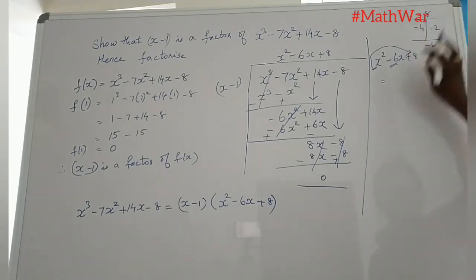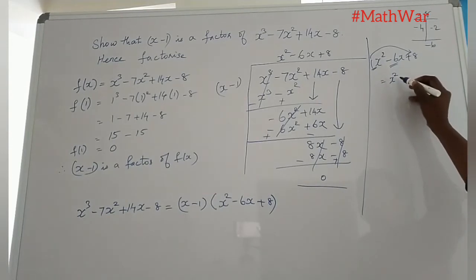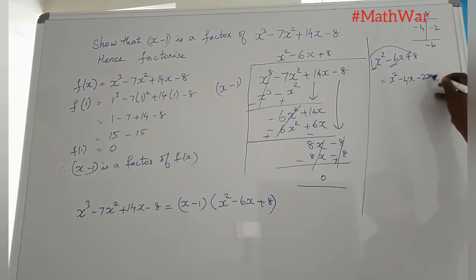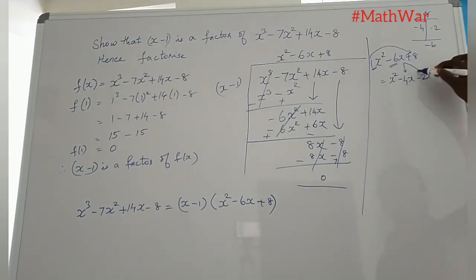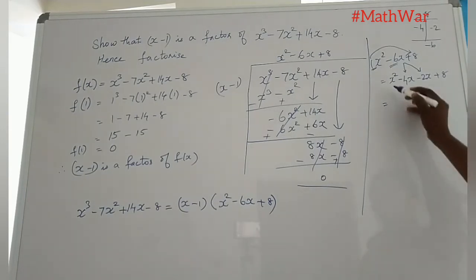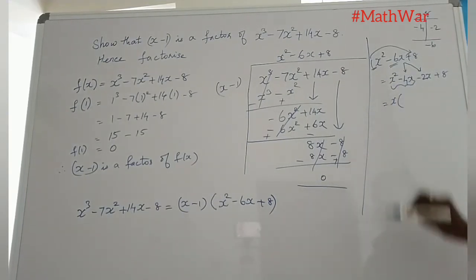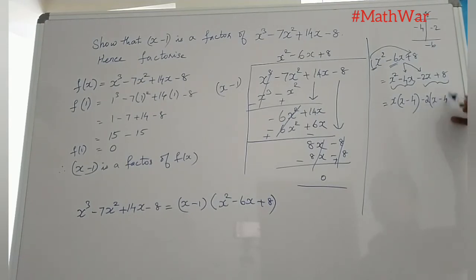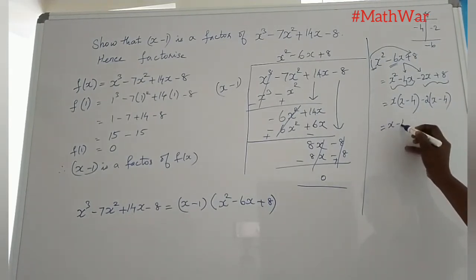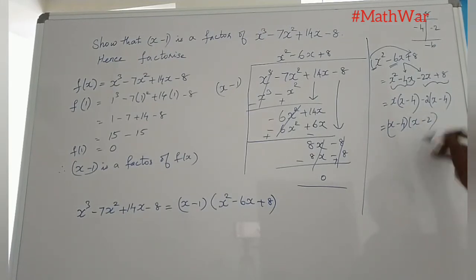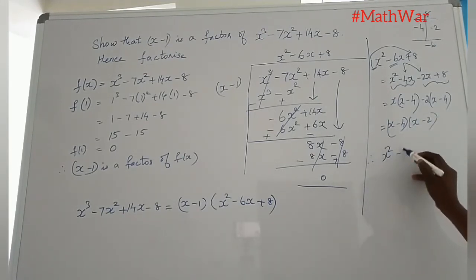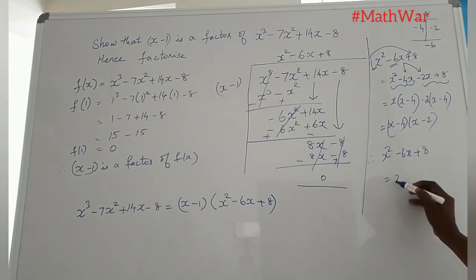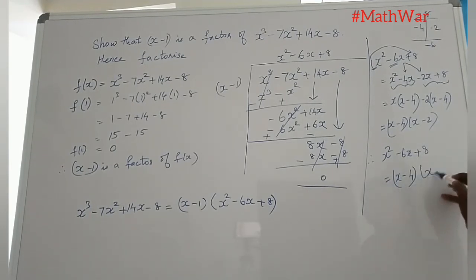If you multiply, plus 8; if you add, minus 6. So this can be separated as x square minus 4x minus 2x plus 8. Minus 6x we separated as minus 4x and minus 2x. Now from the first two terms, x is common. If you take it outside, x minus 4 will be there. In the second two terms, minus 2 is common, so x minus 4 will be there. Now that is equal to x minus 4 into x minus 2. Therefore x square minus 6x plus 8 is nothing but x minus 4 into x minus 2.